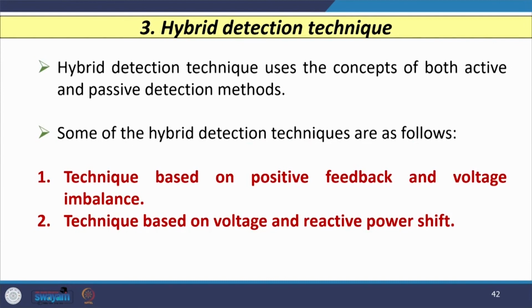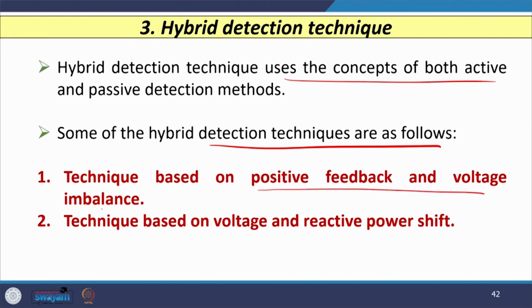The third technique came after the active and passive detection techniques, and it is a combination of both. It is known as the hybrid islanding detection technique. The hybrid islanding detection technique utilizes the concept of both active and passive methods. Some of the hybrid techniques are those based on positive feedback and voltage imbalance, and the technique based on voltage and reactive power shift.